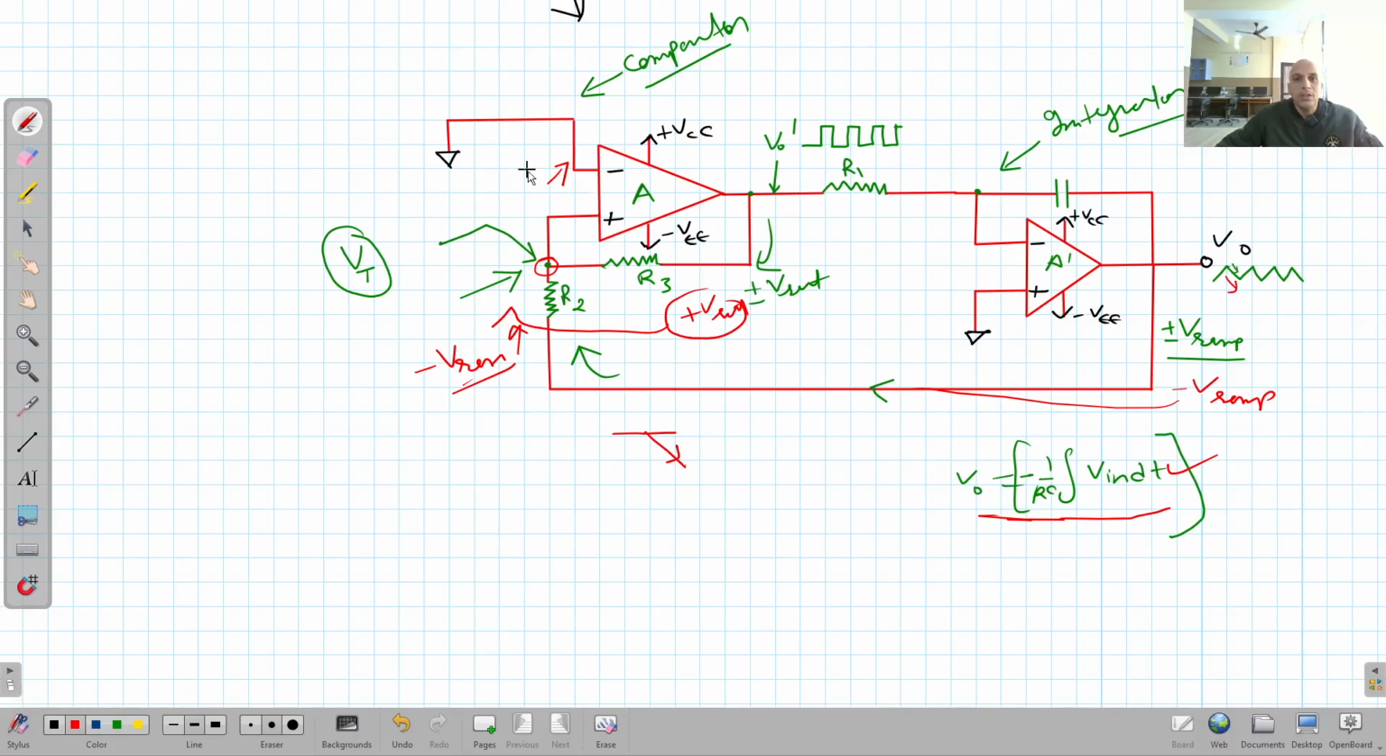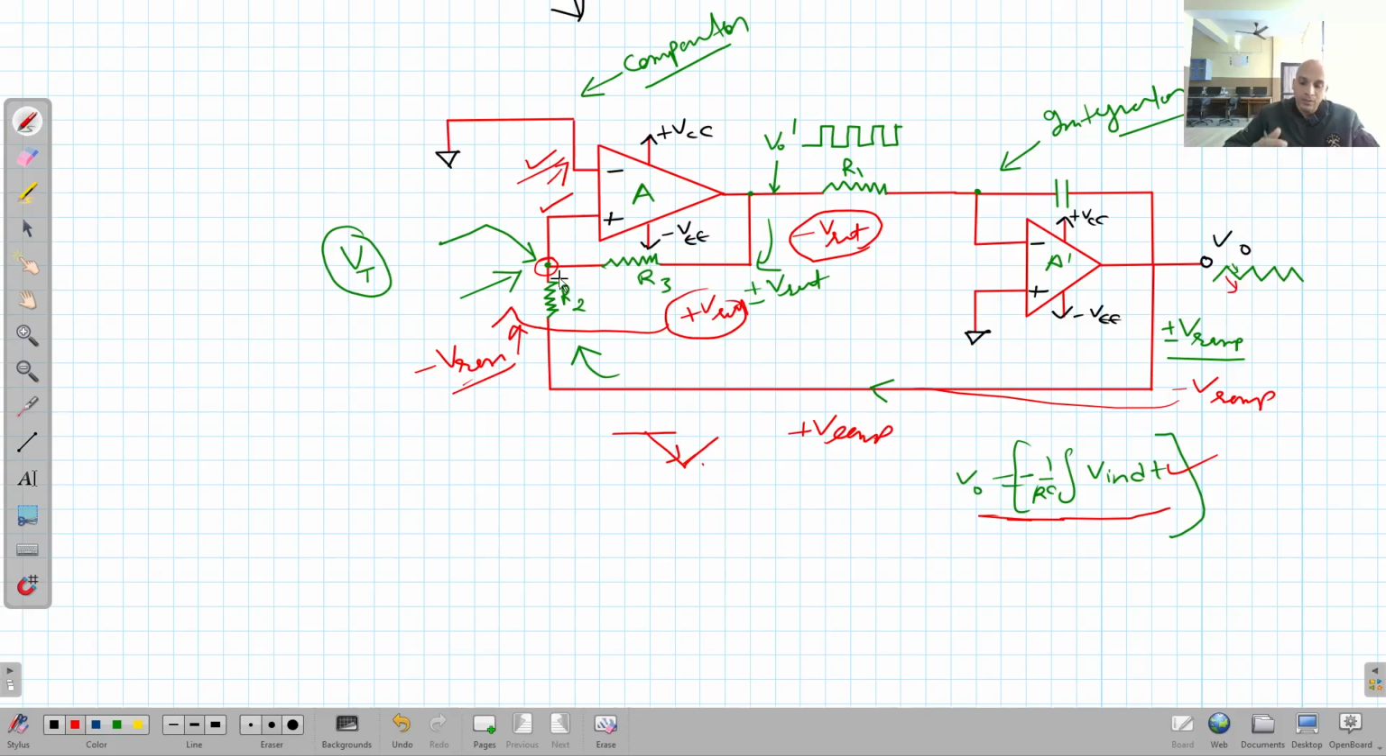The signal at this input is now higher as compared to this one, so the output will swing into minus V saturation. When the output swings into negative V saturation, the output of the integrator will be a positive rising ramp. It will start rising in the positive direction and become plus V ramp. Then this plus V ramp will come here and join with this negative saturation.